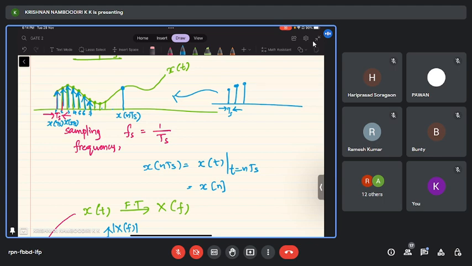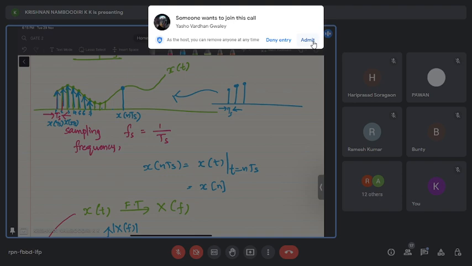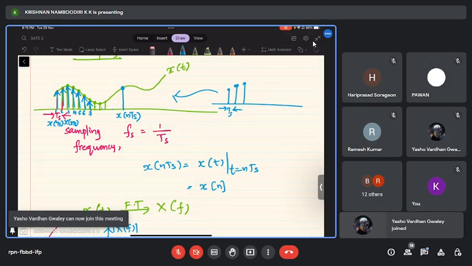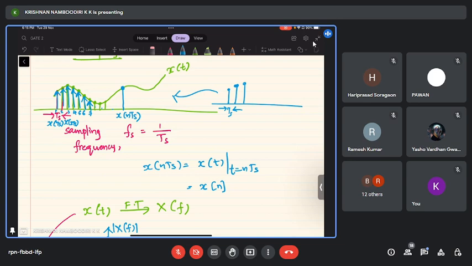So this sampling operation can be expressed mathematically as the product of the signal x of t with a train of impulses, right? So in the frequency domain, this multiplication will become what? Convolution, right? Multiplication in the time domain is equivalent to convolution of the Fourier transform of x of t and the Fourier transform of the train of impulses. What I'm saying is that multiplication in the time domain corresponds to convolution of the frequency spectra of those two signals. One signal is x of t and the other is the train of impulses.